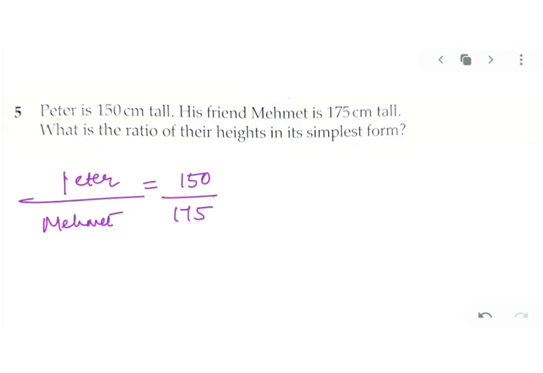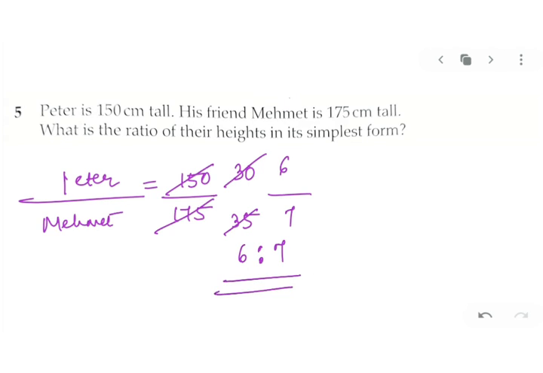Reduce in the common table. So I'll go for a table of 5. Again, I can go in a table of 5. So my answer is 6 is to 7. Be very sure you write your answer in this form, that is the 'is to' form. That is the proper format of writing a ratio. You cannot keep your answer 6 upon 7. That will be called a fraction. So you have to write it 6 is to 7.